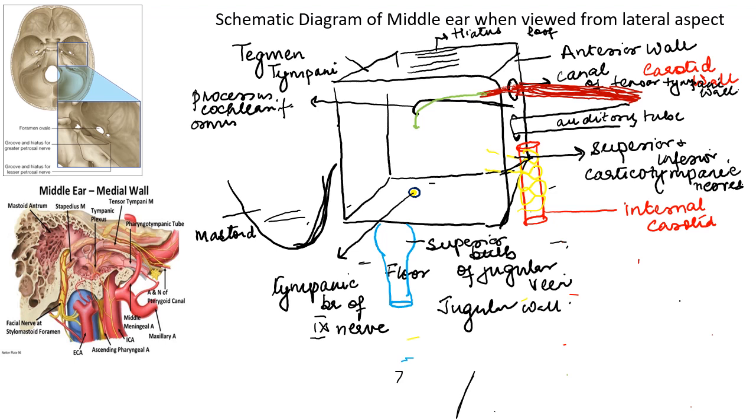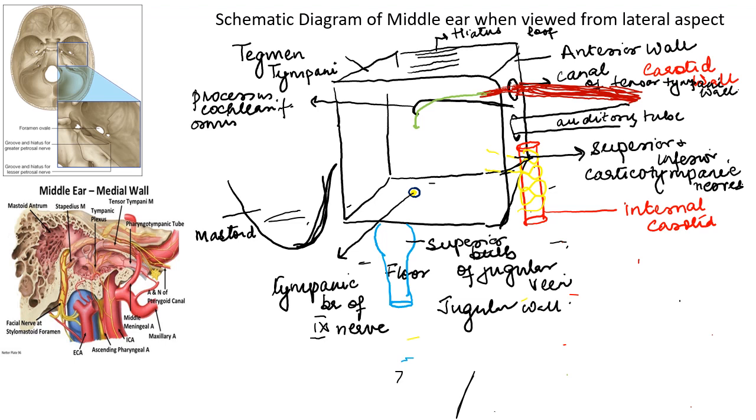All right. So we've done the roof, we've done the anterior wall, we've done the floor. So now let's do the medial wall. Now you have to remember, what lies more medially to it? The structures of the internal ear. So what were they? The cochlea, the vestibule, and the semicircular canal.